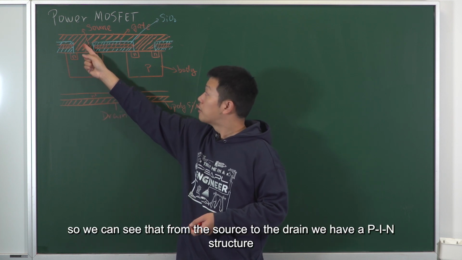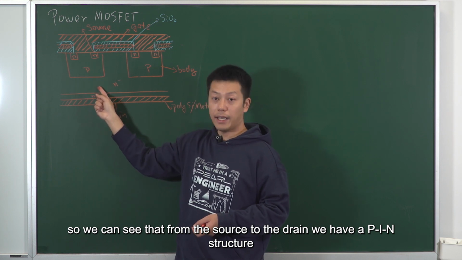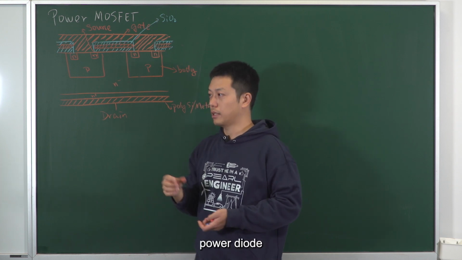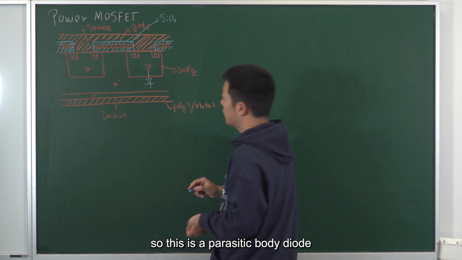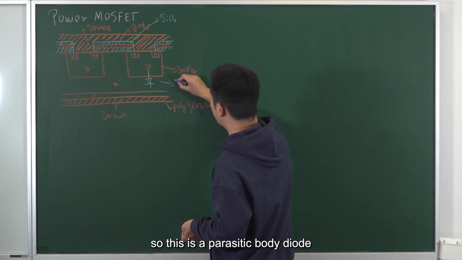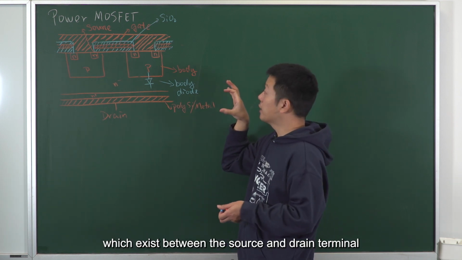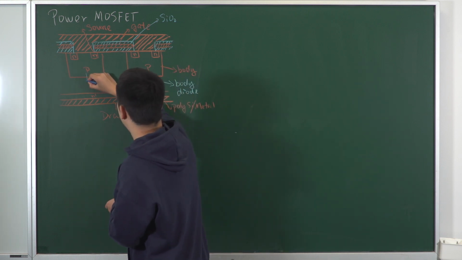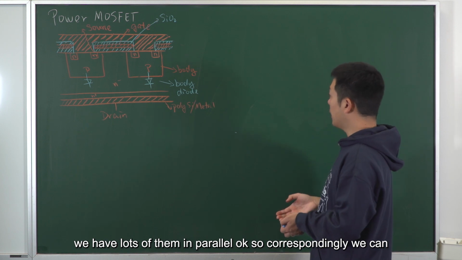So we can see that from the source to the drain, we have a PIN structure, which is indeed a power diode. So this is a parasitic body diode, which exists between the source and the drain terminal. And another one here. We have lots of them in parallel.